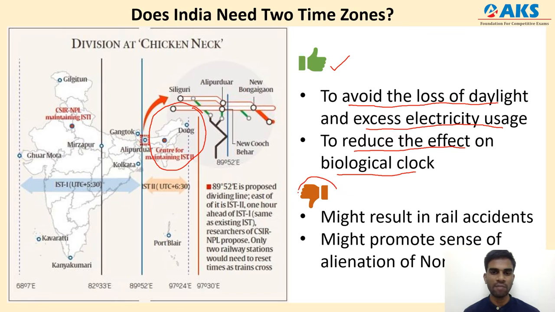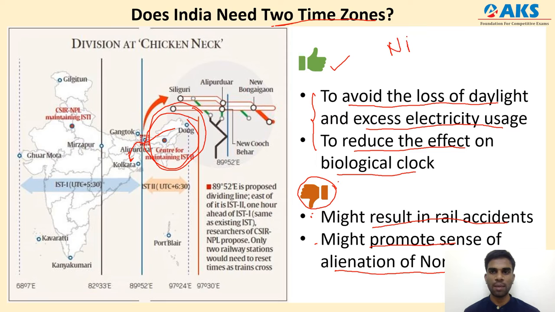But what might happen if we have multiple time zones, that is more than one time zone? It might result in rail accidents. The trains coming from this part of the country, when they enter the different time zone, need to adjust their timings also. People also say that it might promote a sense of alienation of the northeast. If the northeast has a different time zone, they might feel that they are separate from the country. So these are the two cons raised against the idea of two time zones, whereas these are the two points that are for time zones.